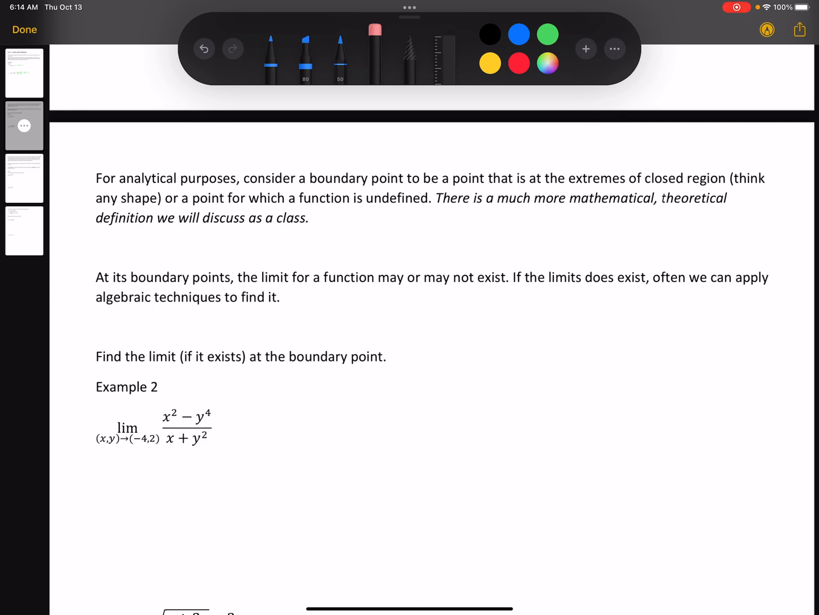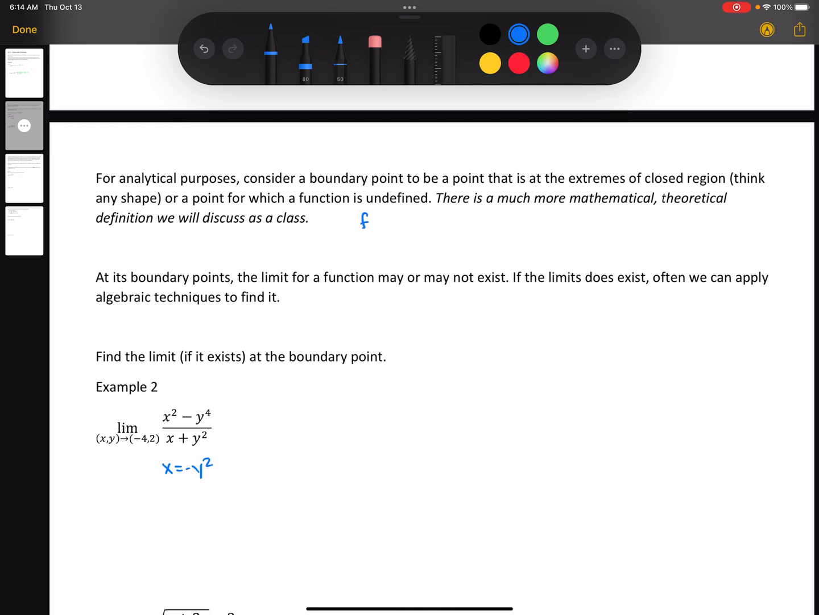So for this example 2, we have to find the limit at the boundary point. It's clear that negative 4, 2 is a boundary point, because if you substitute negative 4 in for x and 2 in for y, you're going to get 0 in the denominator. Now, that's not the only boundary point. There are many boundary points, and they all have to do with when x equals negative y squared, or when negative x equals y squared, however you want to think about it. All of those are boundary points. So it's not just one point.